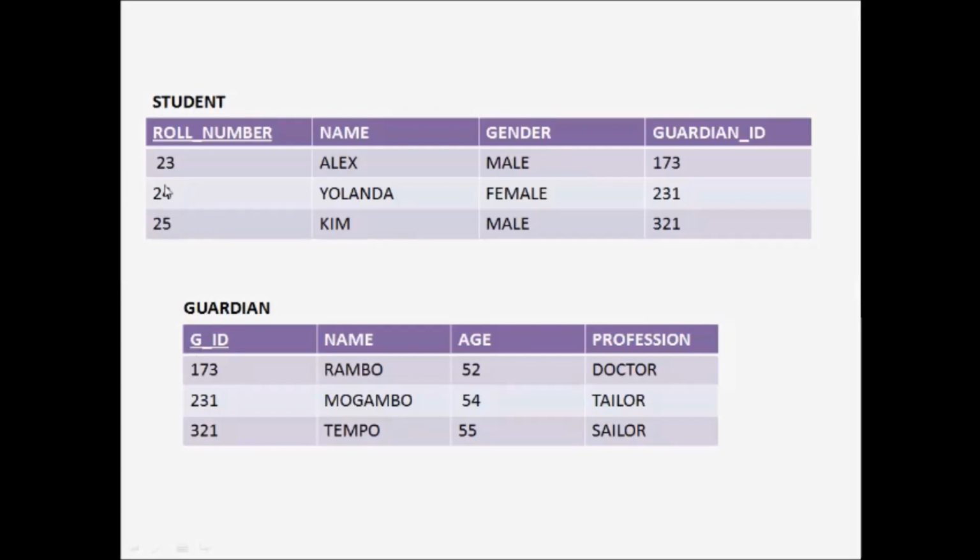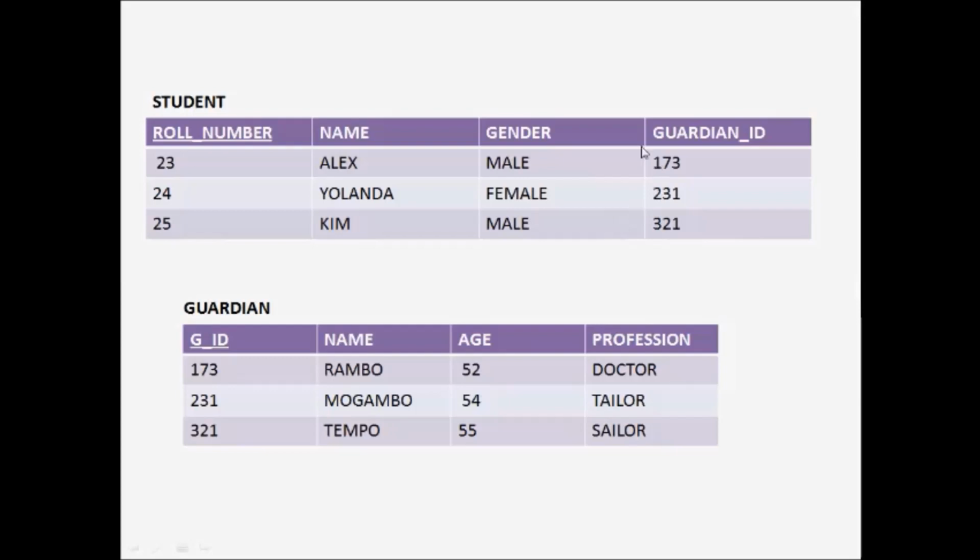Now see this second row specifies the person whose roll number is 24. The name of that person is Yolanda, the gender of that person is female, and her guardian ID is 231. Now I want the information about the guardian of Yolanda. So for that I need to access the guardian table.